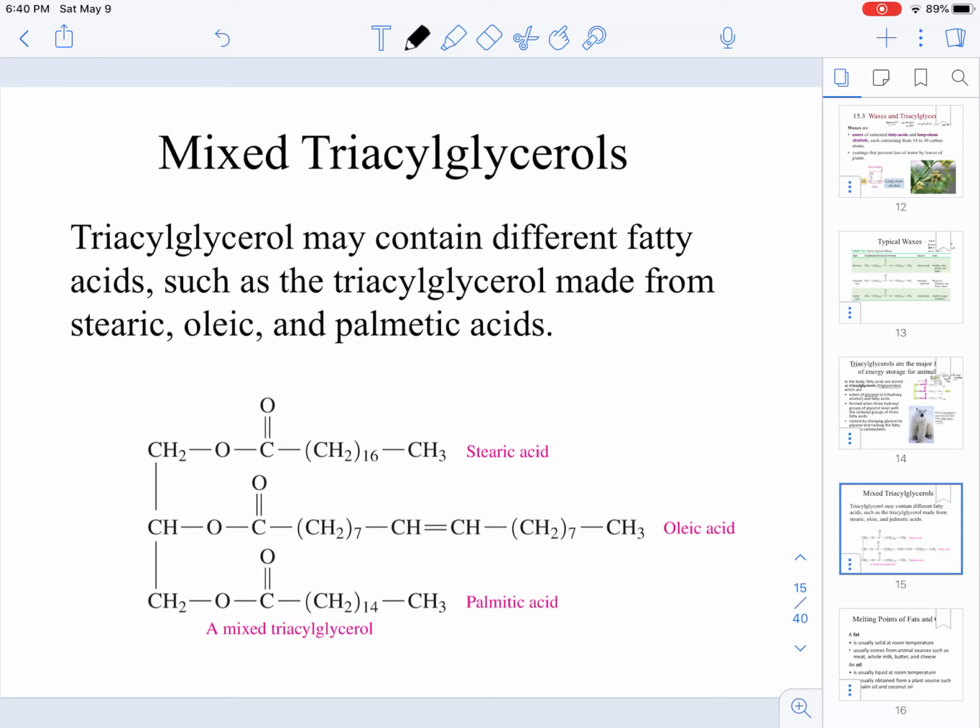So if you go through the worksheet, you will see that I actually highlighted the different fatty acids that can be found in examples of triacylglycerols. Make sure that you know, since you need the information of table 15.1, that you know how to identify fatty acids within a mixed triacylglycerol. So for example, the one that we have here in the slide contains stearic acid, oleic acid, and palmitic acid.